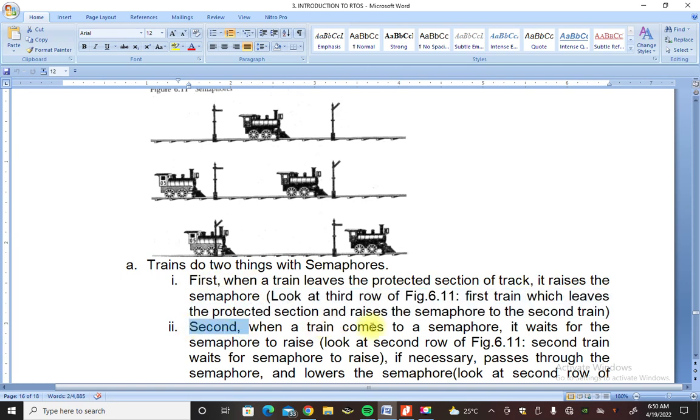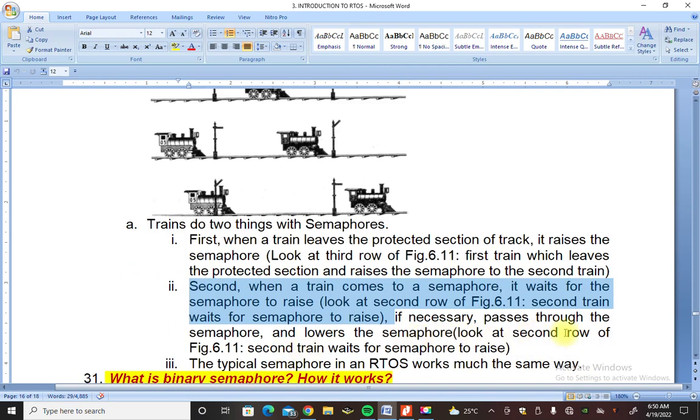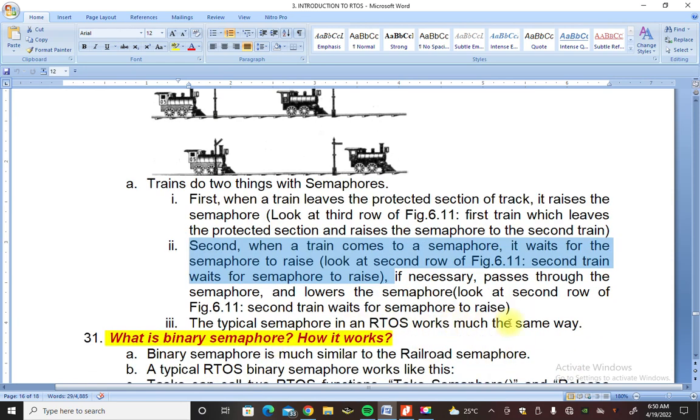Second, when a train comes to a semaphore, it waits for the semaphore to rise. Look at the second row of figure 6.11: the second train waits for the semaphore to rise. If necessary, it passes through the semaphore and lowers the semaphore. A typical semaphore in an RTOS works much the same way. It is very simple.